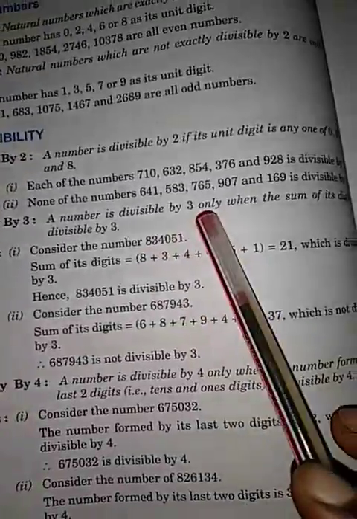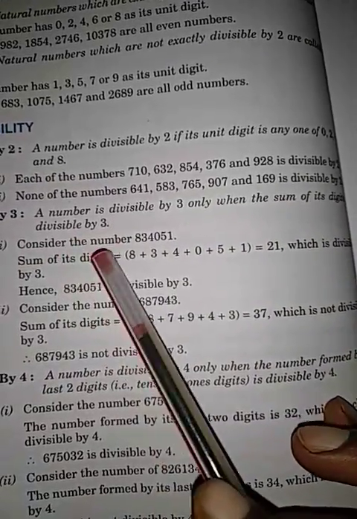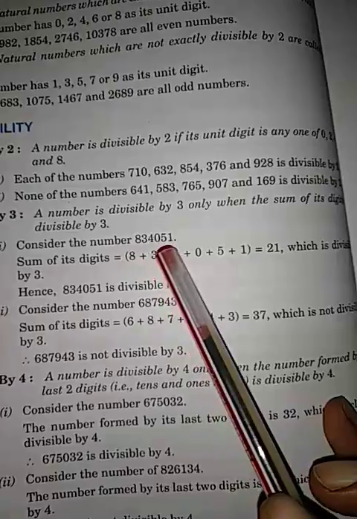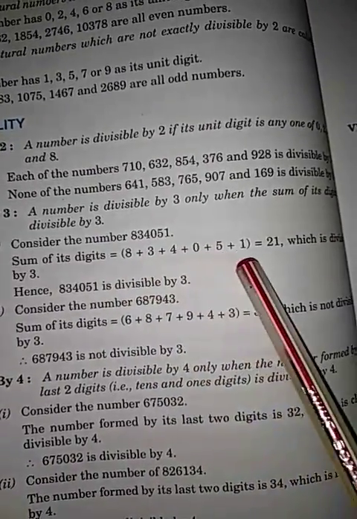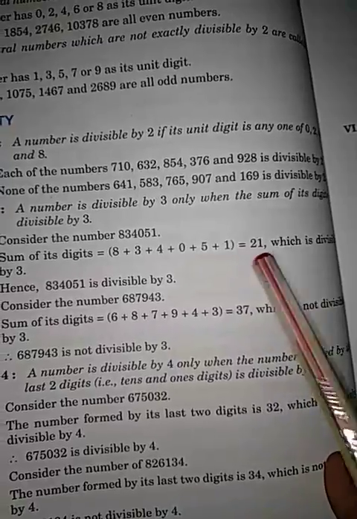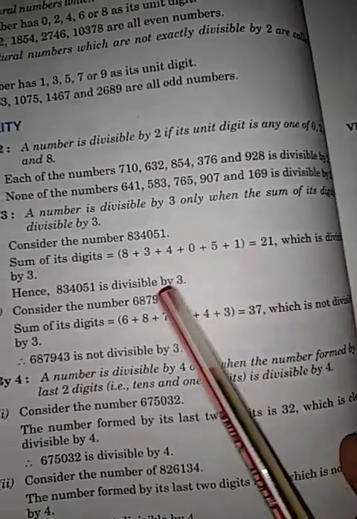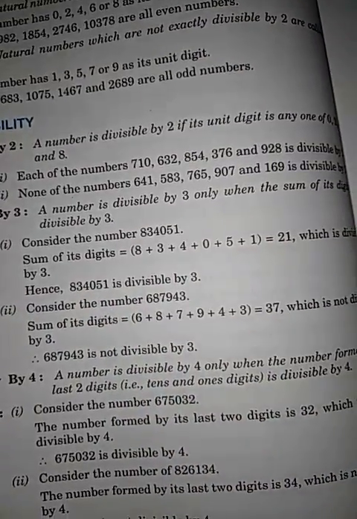A number is divisible by 3 only when the sum of its digits is divisible by 3. Consider the number 8,34,051. The sum of the digits 8 plus 3 plus 4 plus 0 plus 5 plus 1 is equal to 27. And the sum of the digits is 27, which is divisible by 3. Hence, 8,34,051 is divisible by 3.